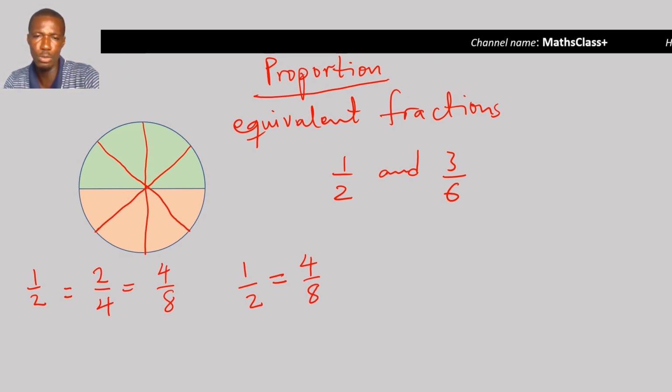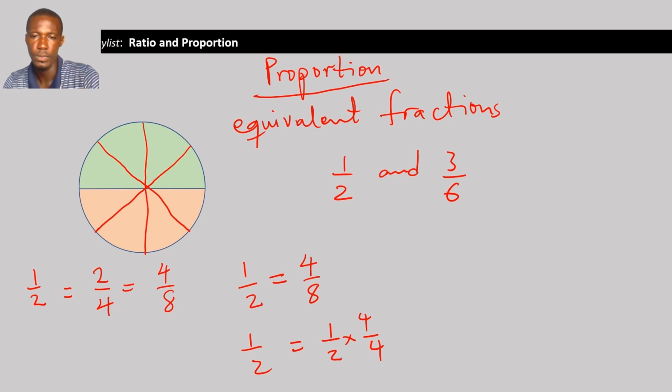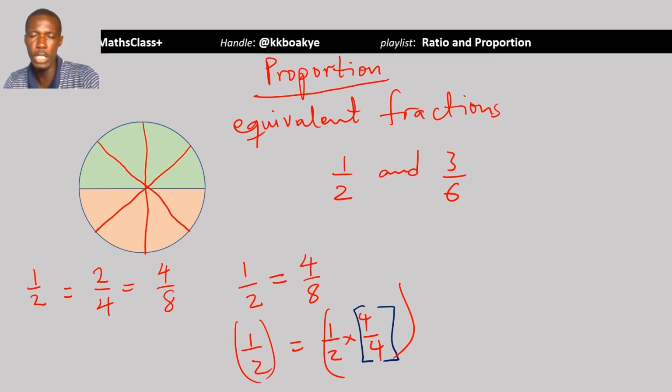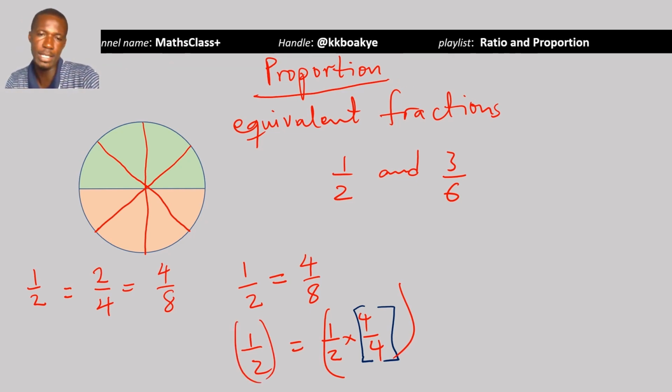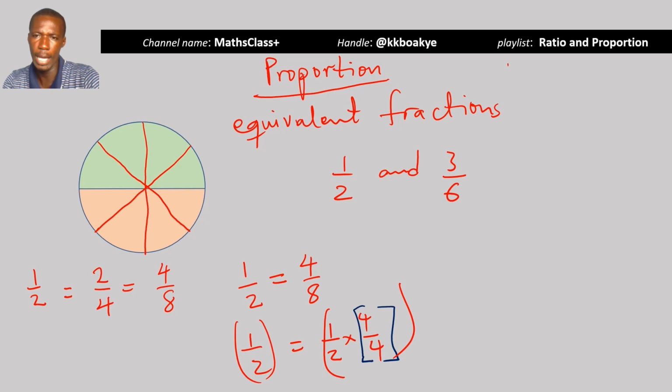Now, if I decide to segregate the equivalence nature of this, I will write it as 1/2 is equal to 1/2 multiplying 4/4. And so you see that the 4/4 is actually 1. It's actually 1. So we haven't really changed the fraction. We've only changed the values or the figures that make the equivalence.